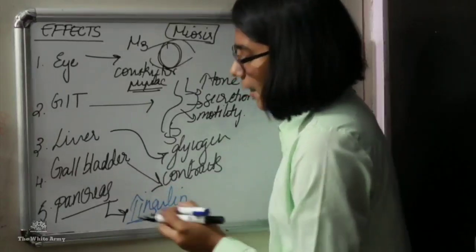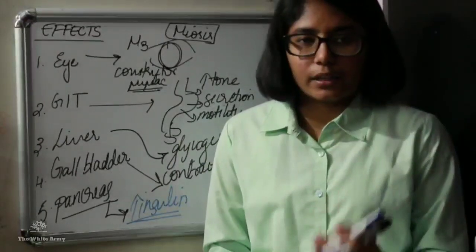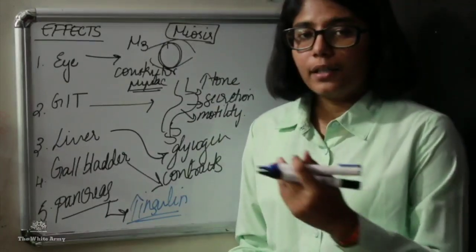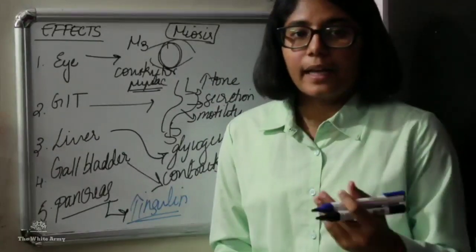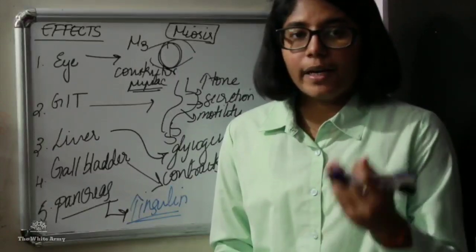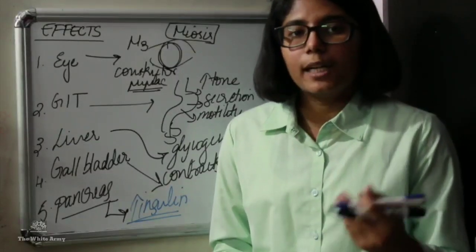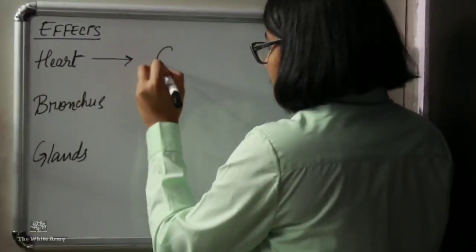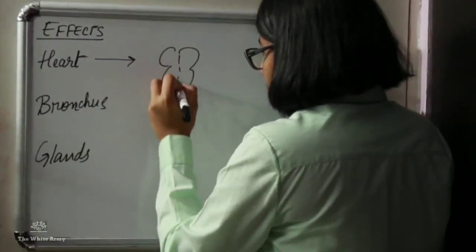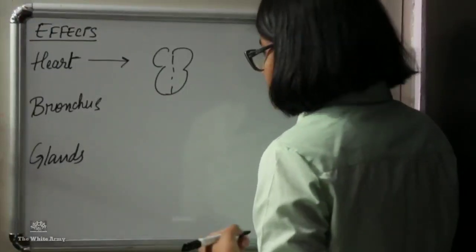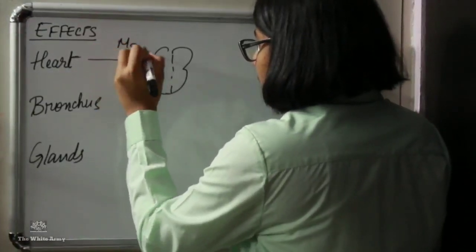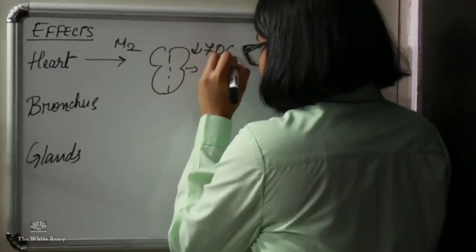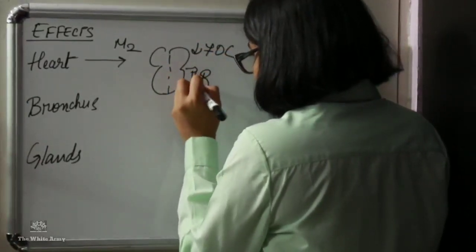Now this has an explanation. We know that the parasympathetic nervous system is concerned with conservation of energy, which means that by the release of insulin from the pancreas, there is uptake of glucose and thereby decreasing the blood glucose level, which helps in conserving the energy in the body. Effects of the parasympathetic nervous system on the heart. So when it acts on the heart, that's via the vagus, it acts on the M2 receptors of the heart and results in decreased force of contraction and decreased heart rate.